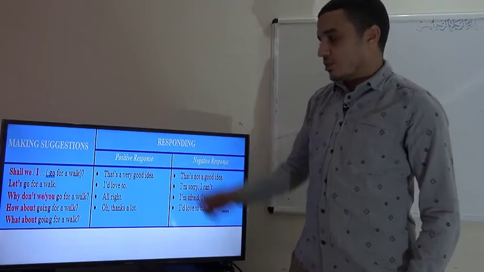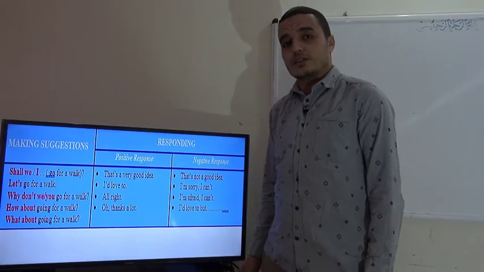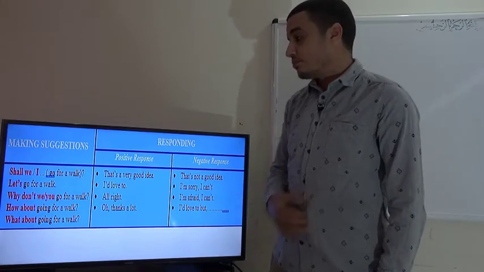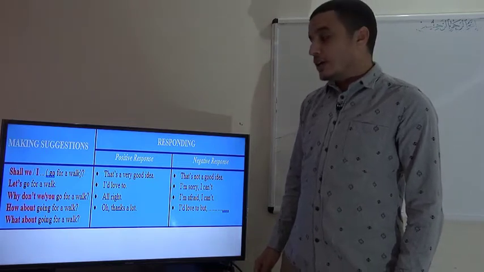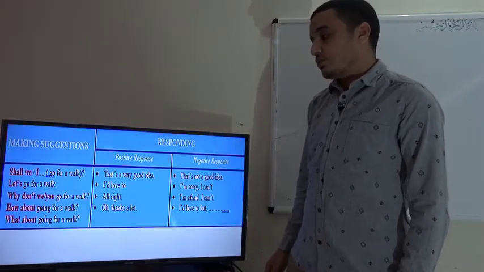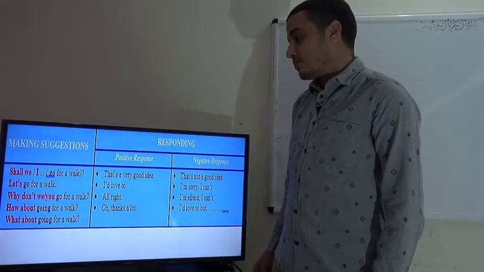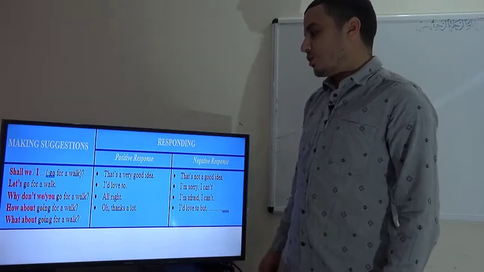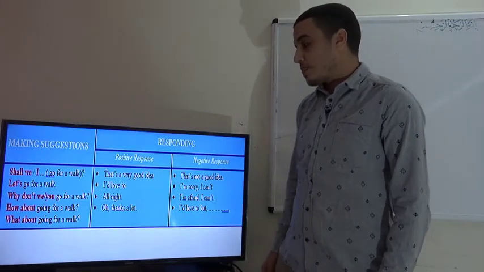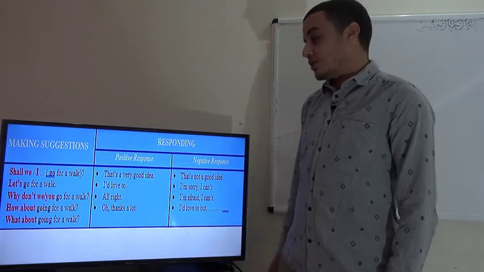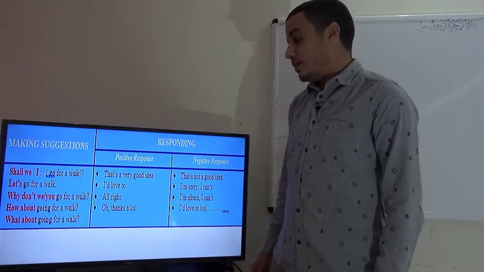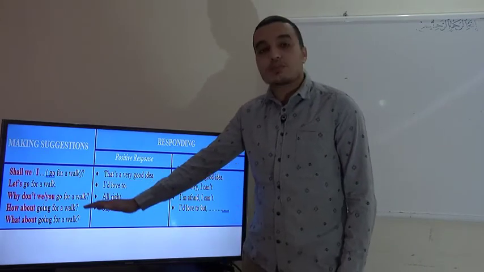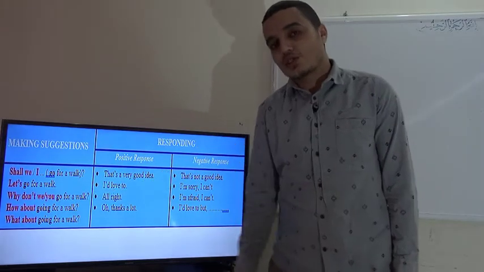Making suggestions, for example, we can say, shall we or shall I? Okay? Shall we or shall I go for a walk? The second one, let's go for a walk. Why don't we or you? Okay, why don't we or don't you go for a walk? How about going for a walk? And what about going for a walk? So here we have some expressions that you can use to make suggestions.